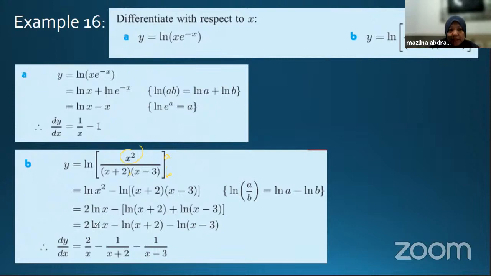So the derivative of 2 ln x is 2 over x. ln x is 1 over x. And then ln (x plus 2) is also 1 over x plus 2. If we differentiate what is inside the bracket, it is just 1. So you get 1 over this. The same goes for the last part, x minus 3: 1 over x minus 3. Differentiating inside the bracket is still 1. So this is the final answer. Okay?